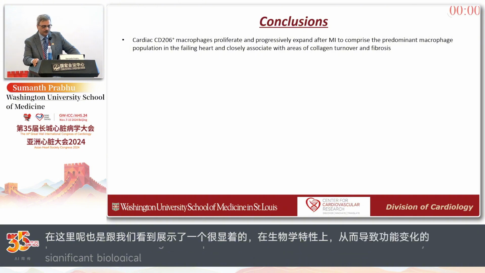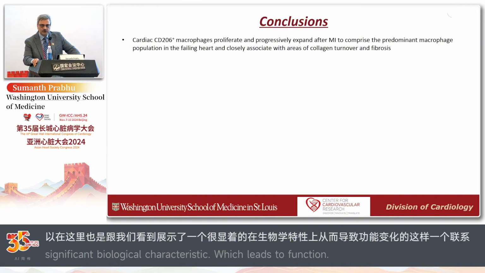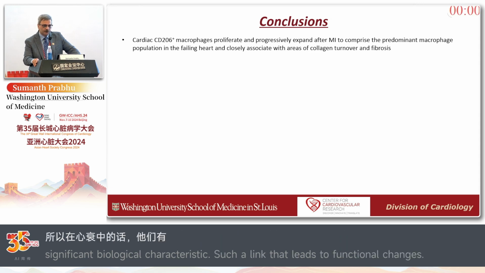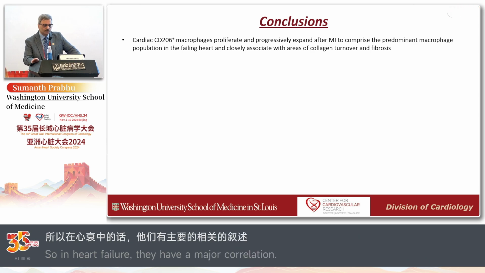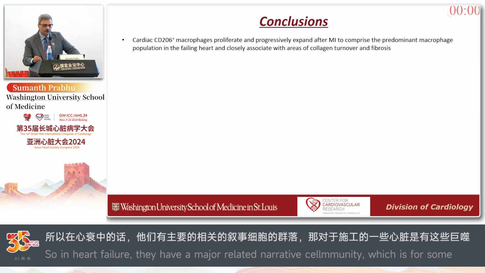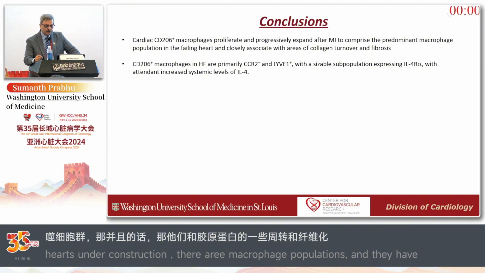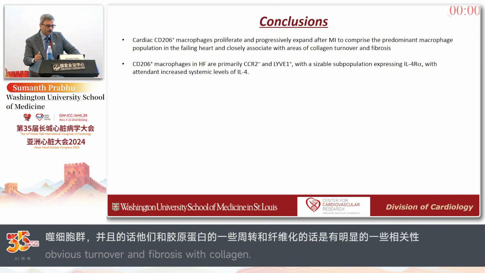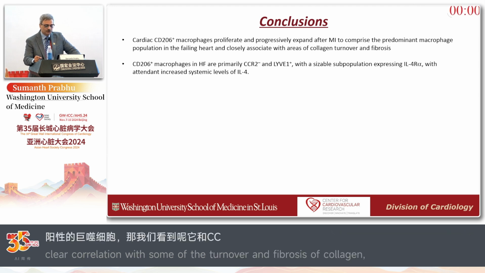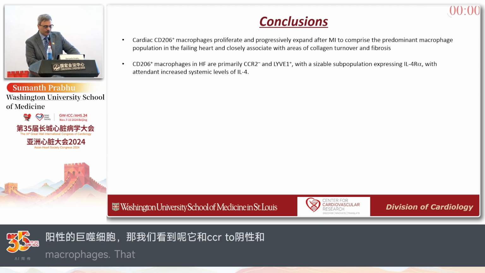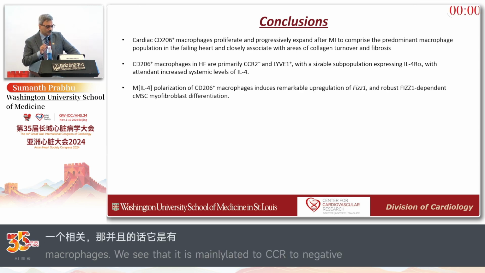So what I've shown you in these data is that these cardiac CD206 positive macrophages progressively expand after MI. And in heart failure, they comprise the predominant macrophage population in the failing heart. And they're very, very closely associated with sites of collagen turnover, suggesting that they are drivers of a local immunofibrotic axis in the heart. And that they primarily have a resident phenotype, CCR2 negative, LYVE1 positive, a sizable subpopulation expresses IL-4 receptor alpha, and there is attendant increased systemic levels of IL-4. I don't think I showed you that data.